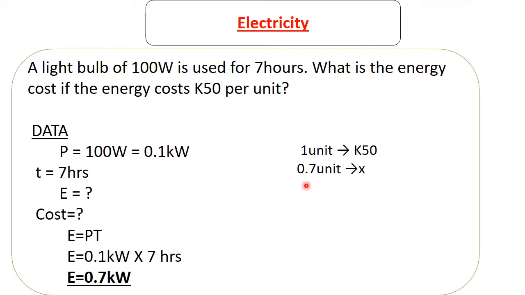So we're going to do an operation called cross multiplication. In cross multiplication, we just multiply this times this, then equals this times this. For those who can understand what's going on here without the need for cross multiplication, we just multiply this times the cost, 50 kwacha. Right? So when you do cross multiplication, we're going to have 1 times x, which is x, and 0.7 times 50, we're going to get 35 kwacha. That's the cost of 0.7 kilowatt hours of electricity.